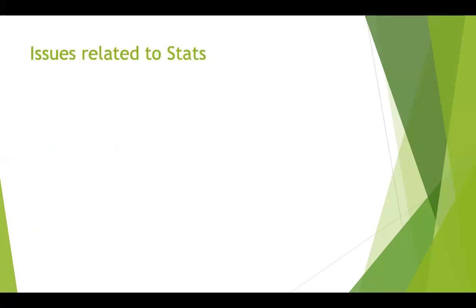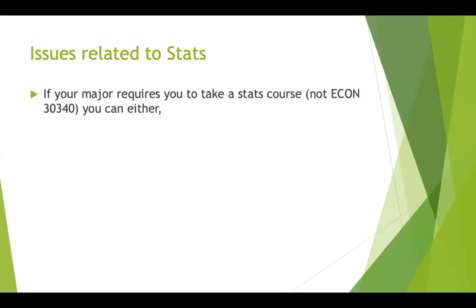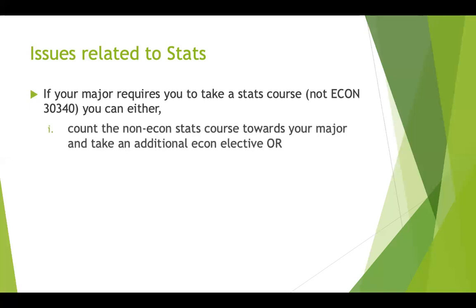So there's some issues related to non-econ stats classes that are worth mentioning. So you take econ stats for your stats requirement, that's fine. That's the most straightforward thing to do. That being said, if your major requires for you to take a stats course, so not econ 30340, you can do a couple things. One is you can count the non-econ stats class towards your major and take an additional econ elective.